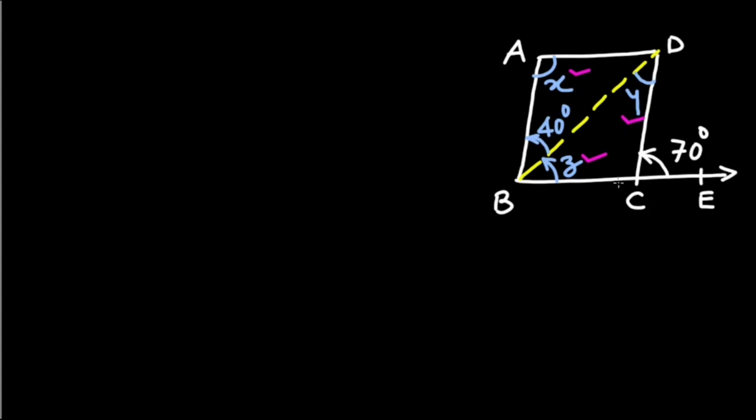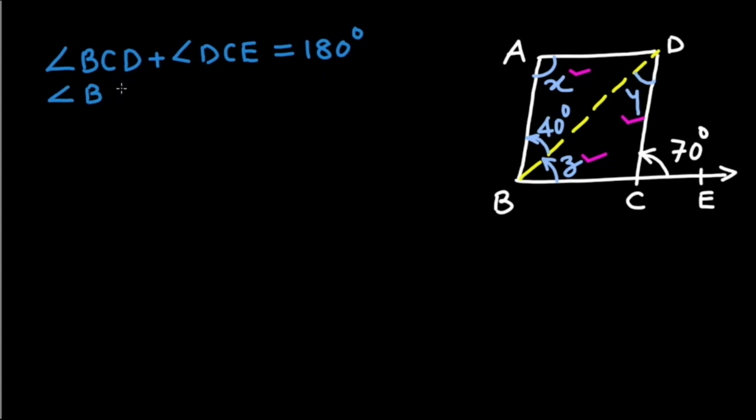Angle BCD and angle DCE are linear pair angles. Therefore, angle BCD plus angle DCE will be 180 degrees, because linear pair angles are supplementary. That will be angle BCD plus 70 degrees equals 180 degrees.